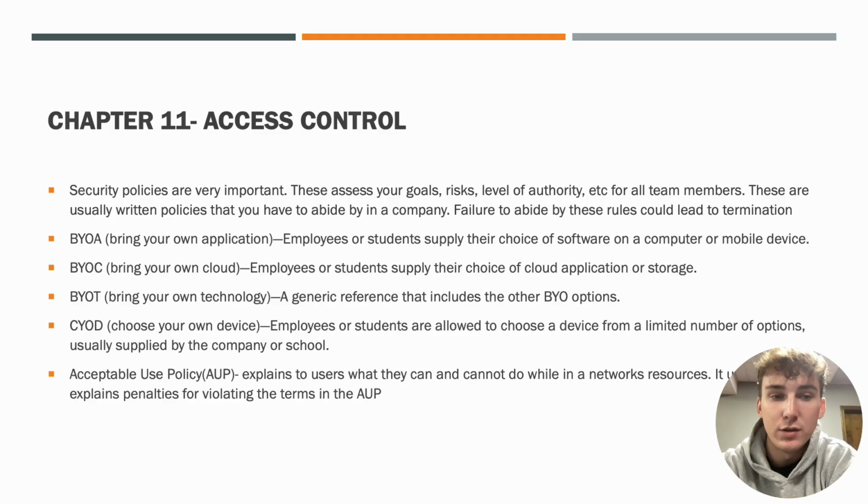So depending on which BYO you have, these are going to trigger other policies. So your policies are going to depend on which BYO you have, because each BYO comes with its own risks and vulnerabilities. So acceptable use policy, or AUP, this basically explains to users what they can and cannot do while in network resources. It also usually explains the penalties for violating the terms of the AUP.